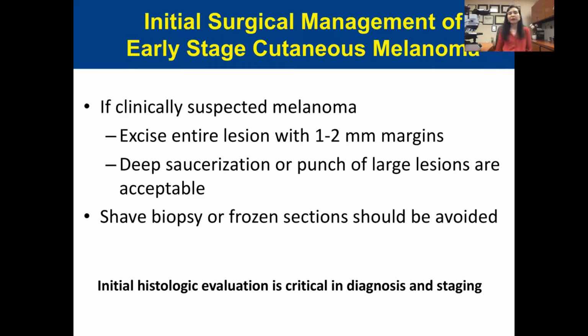This is just the general initial surgical management of patients with early stage cutaneous melanoma. If someone is clinically suspected to have melanoma, the first thing we should try to do is excise the entire lesion with a 1 to 2 millimeter margin if possible. Or, if the tumor is very big, then saucerization or punch biopsy of the lesion is acceptable. But we really recommend not doing a shave biopsy or frozen section. You will know the reason in the coming slides, which I will explain more. Basically, the first initial histologic evaluation of the melanoma is very critical, not only for diagnosis, but also for staging, which will greatly influence patient management.